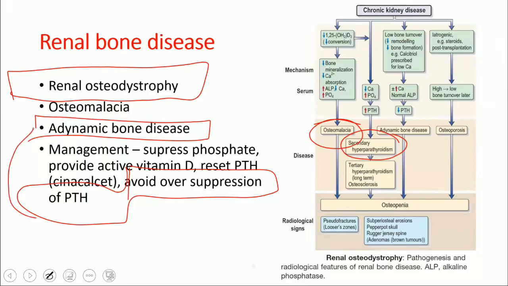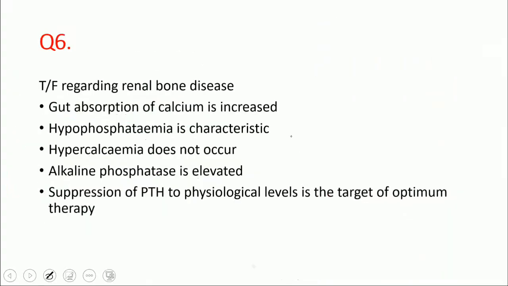Remember this a bit, since you are studying, I have taught these for the long cases too. Right? So secondary hyperparathyroidism, osteomalacia, adynamic bone disease. And also you can get osteoporosis as well in CKD, right? Osteoporosis. Right. So let's do the MCQ.